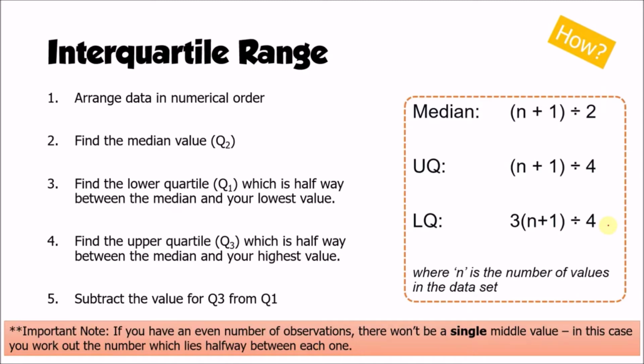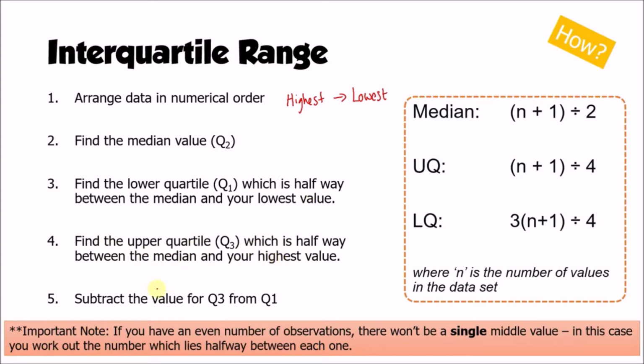But this is a little checklist that perhaps you can refer to in future. We want to arrange the data in numerical order. Generally, we would always go from highest to lowest there as well. That's a good thing to remember. So we would order our data from highest to lowest in numerical order. We then want to find the median value. Sometimes you'll see this referred to as Q2. We would then find the position of the lower quartile, which is halfway between the median and your lowest value. We then find the upper quartile, which is halfway between the median and our highest value.